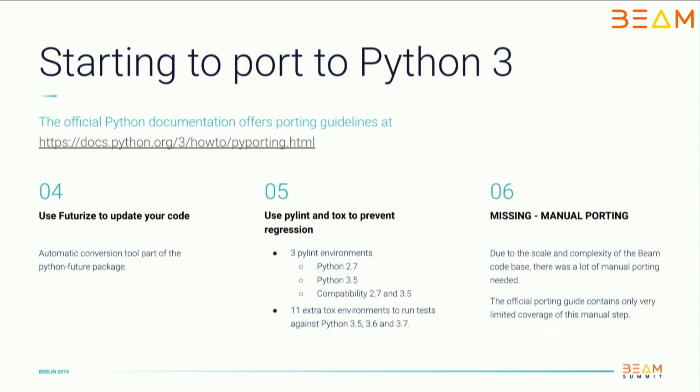All right, so the next step in the guide is to use Pylint and Tox to prevent regressions. This is also what we did. Beam now has 3 Pylint environments, one for Python 2.7, one for Python 3.5, and one to ensure compatibility between the both. And we added 11 extra Tox environments to run unit tests for Python 3.5, 3.6, and 3.7 against different configurations. Finally, I want to mention that there was one big missing step, which is the manual porting effort that was required, especially due to the size and the complexity of the Beam code base. We had to do quite a lot of manual porting, and this is not really covered in the guide.